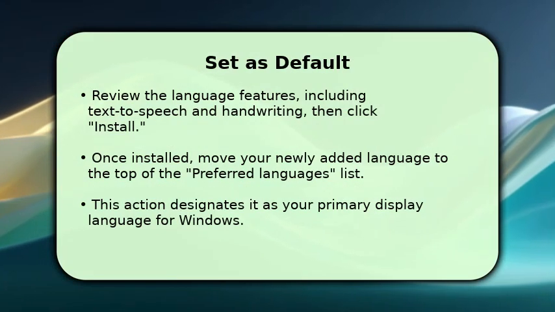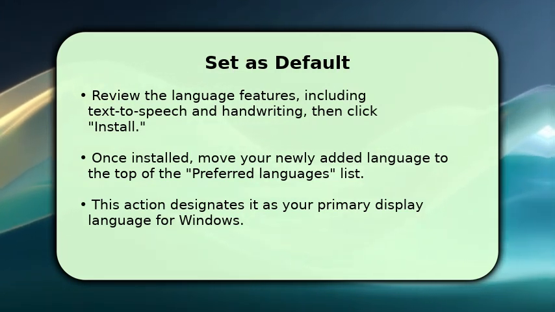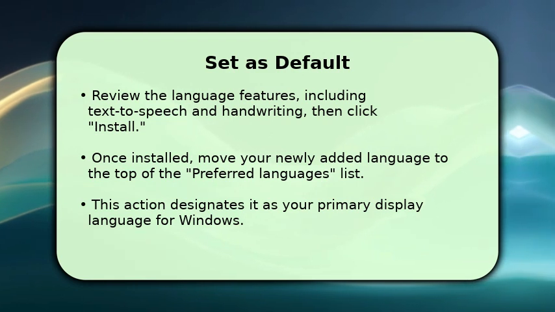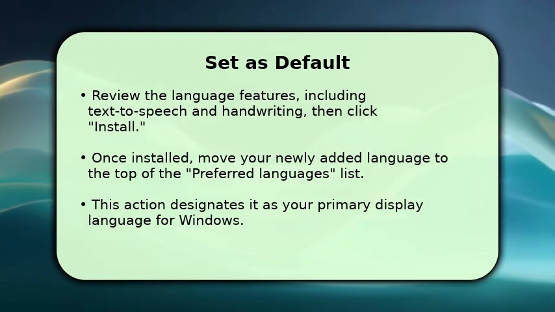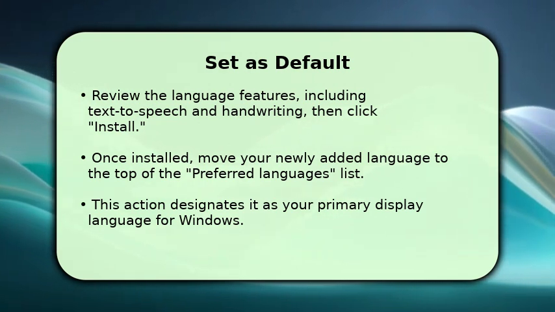After selecting your language, you'll see options for various features like text-to-speech or handwriting. Review these, then click Install. Windows will download and install the language pack, which might take a few minutes depending on your internet speed.